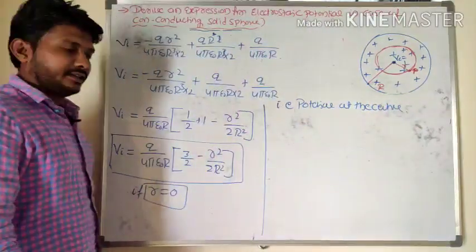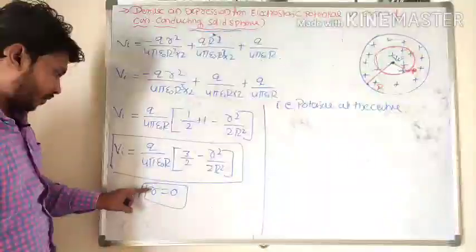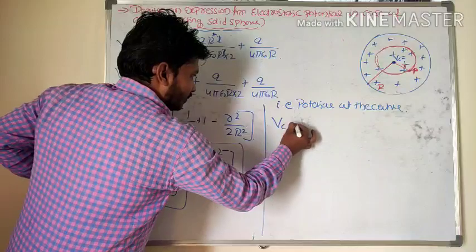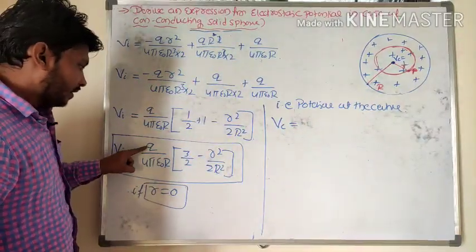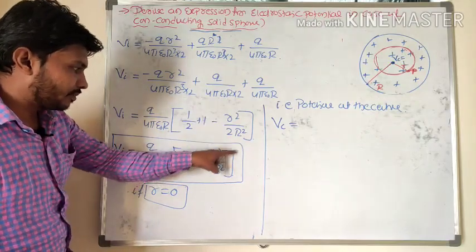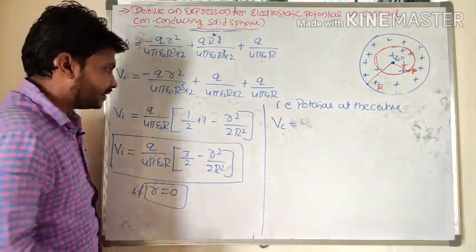So, potential at the center. What will be the value of potential at the center? If r is equal to 0, then V of c is equal to q divided by 4 pi epsilon naught, r into 3 by 2. So this entire term, the smaller value is 0, meaning the entire term value is 0 here.